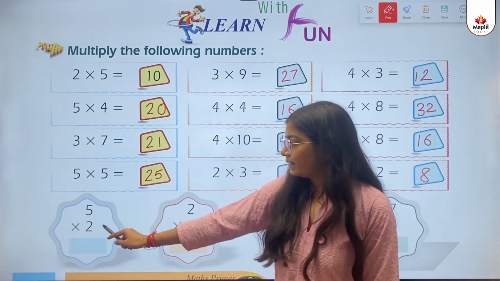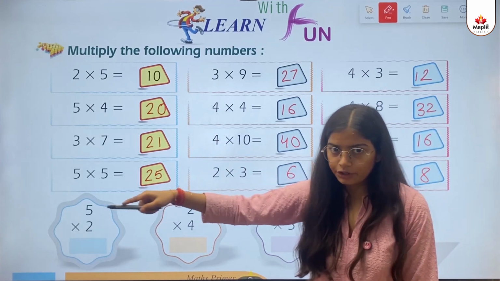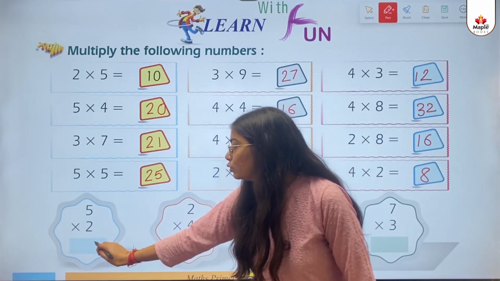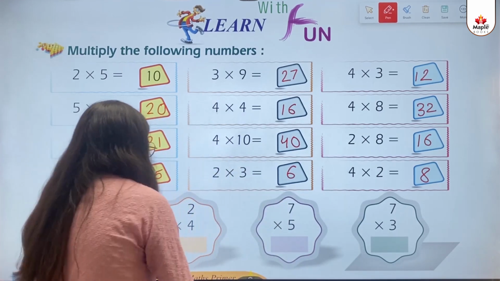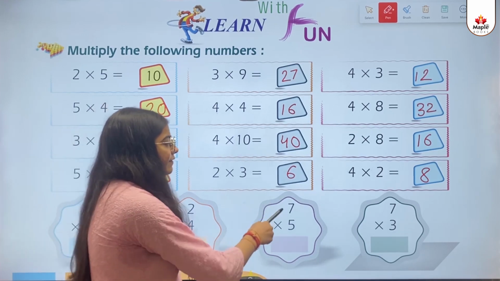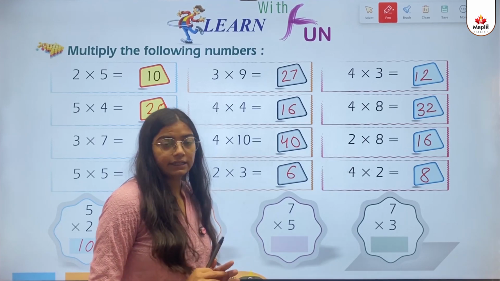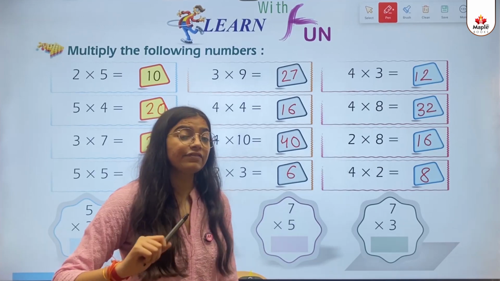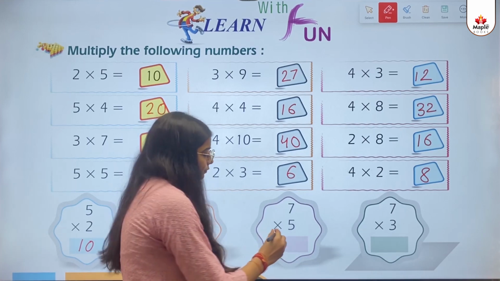Now we need to multiply vertically. These are the questions of multiplication in the horizontal manner and these are in the vertical manner. So 5 twos are 10. 2 fours are 8. 7 fives are or 5 sevens are. This is equal. We have learned the tables till 5. So, 5 sevens are or 7 fives are is the same thing. So, what is the answer here? 35.